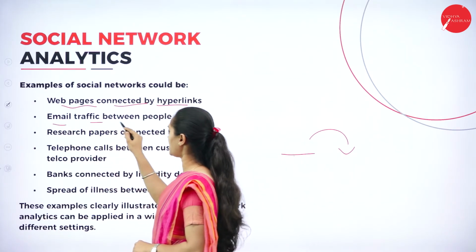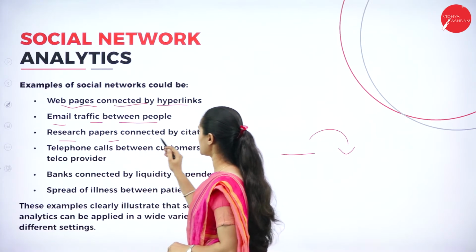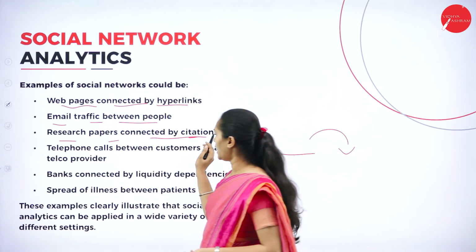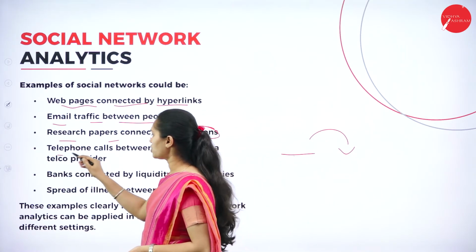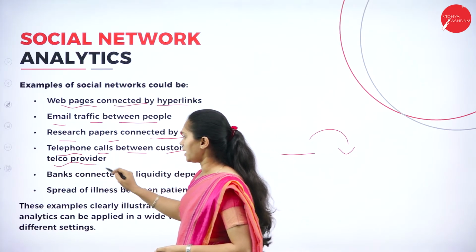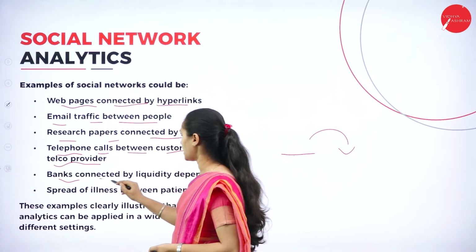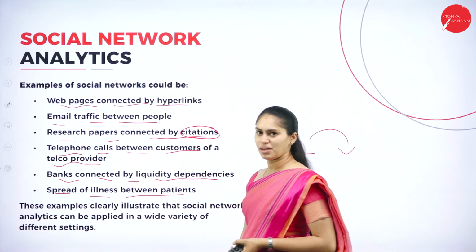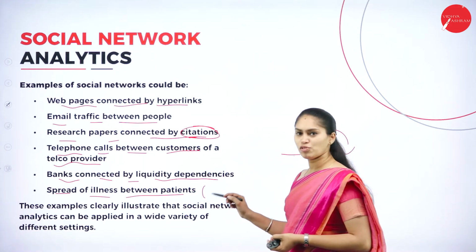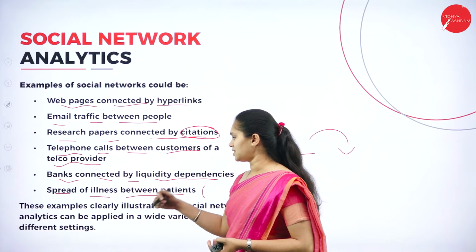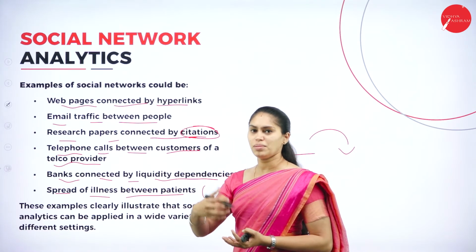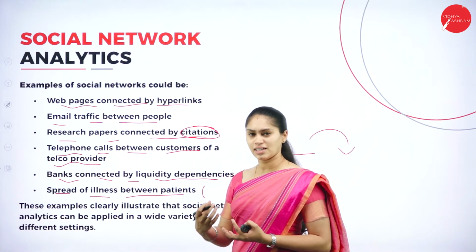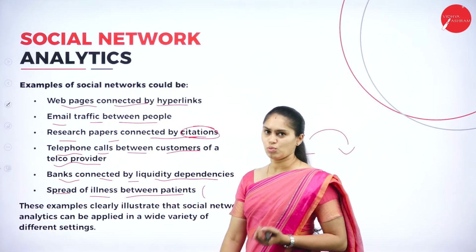And we have email traffic between people, and research papers connected by citations, where more people will visit those locations, which helps in getting more citations. Also telephone calls between the customers of a telco provider, and banks connected by liquidity dependencies. One more example is the spread of illness between patients. You can take the best example of COVID, that means spreading diseases. It builds a network from one person to another person. Here also we are sharing our information. We are building a network of a social technology with the help of social network analytics.